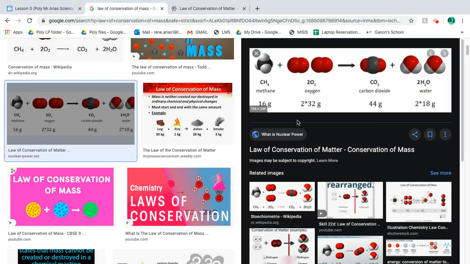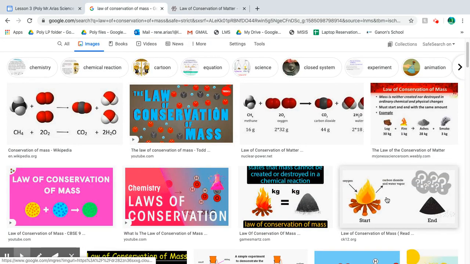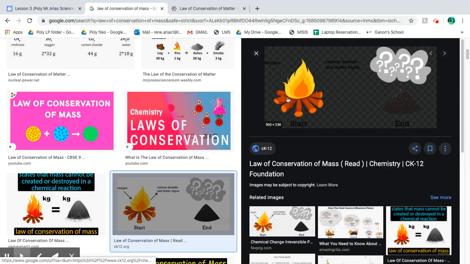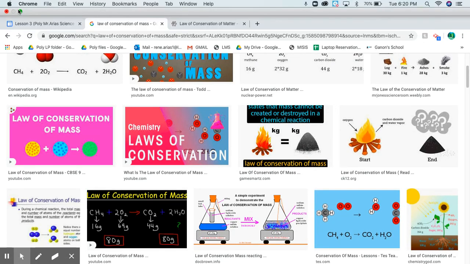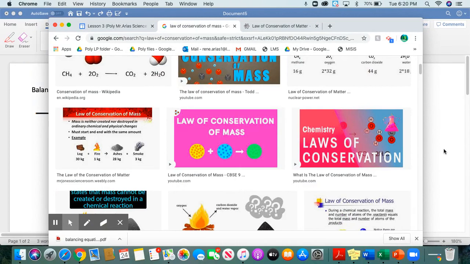For example, let's say someone burns a log. If you burn a log, it's going to weigh less after, but mass isn't lost. What's happening is a lot of the trapped carbon in here and water vapor is going to leave, but it's just leaving, it's changing to a different form. It's not necessarily being destroyed, okay? So we're going to use that logic today to figure out how to balance equations. So let's go into today's lesson.